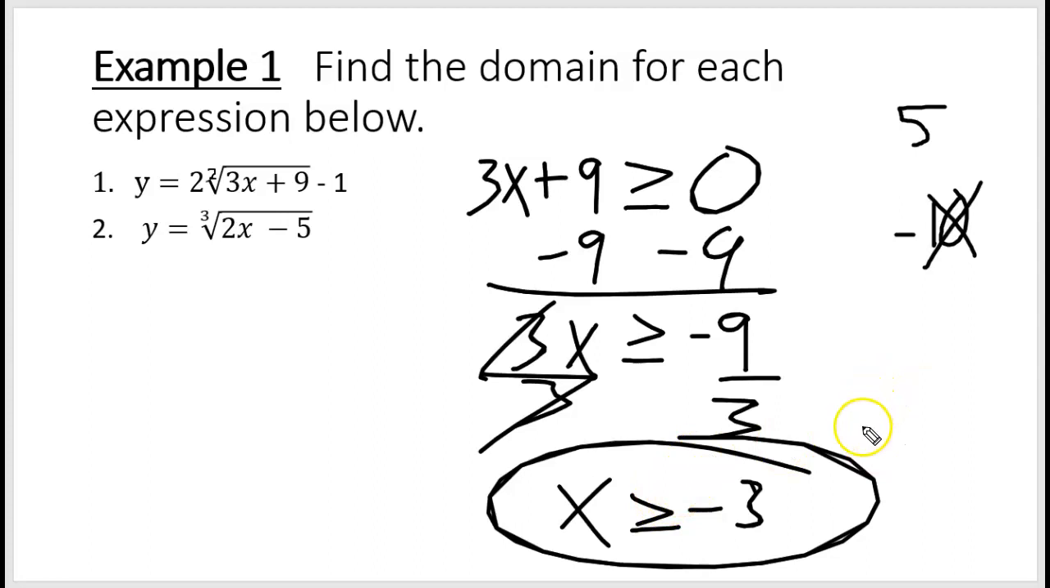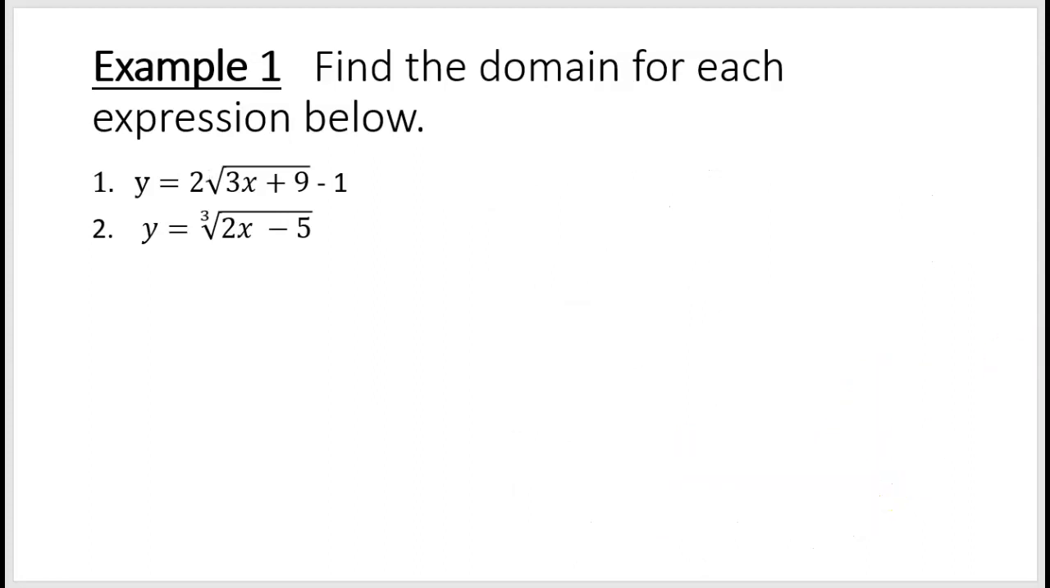Let's go ahead and take a look at number 2 now. On number 2, we have an odd root. And when you have an odd root, you don't have any math to do at all. You can just say the answer is all real numbers because whatever's underneath the radical in this case can be any number at all. So there you have it.